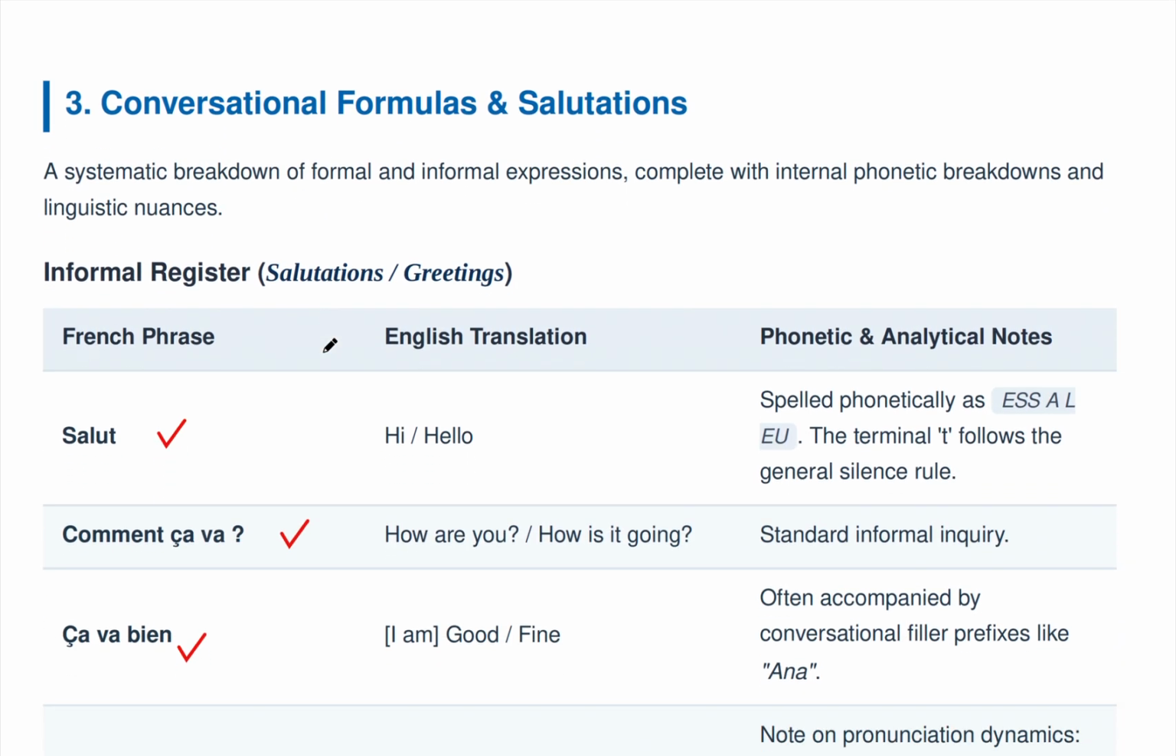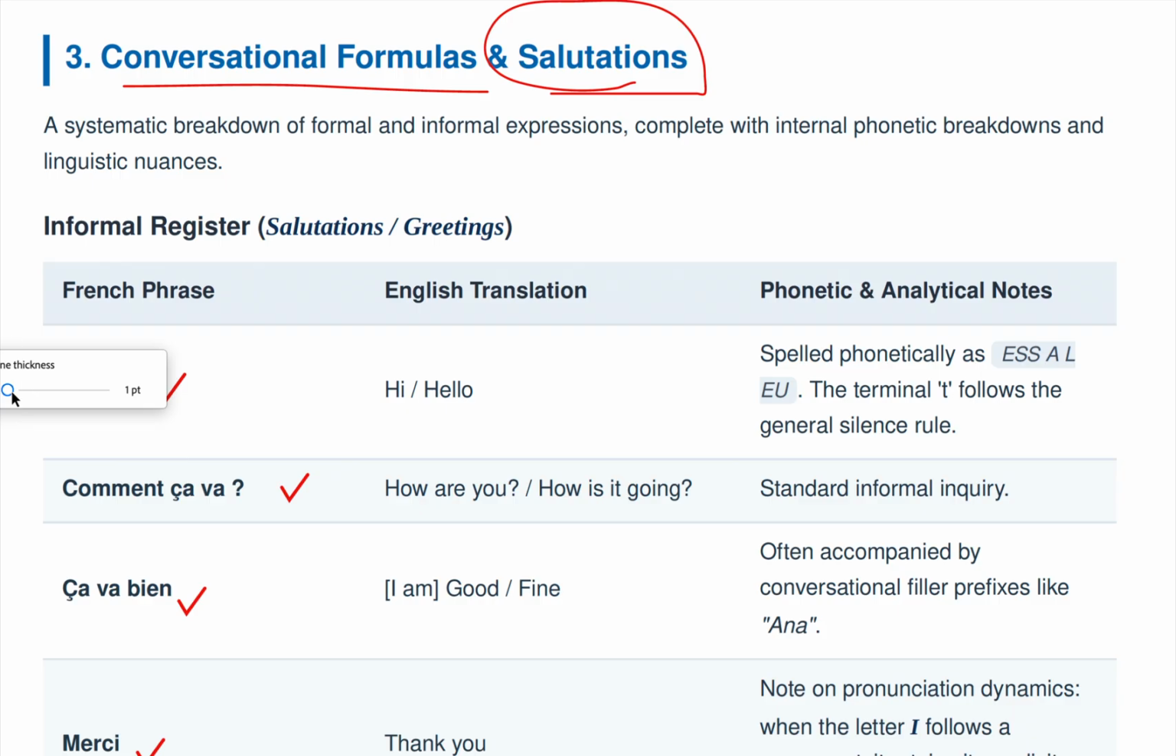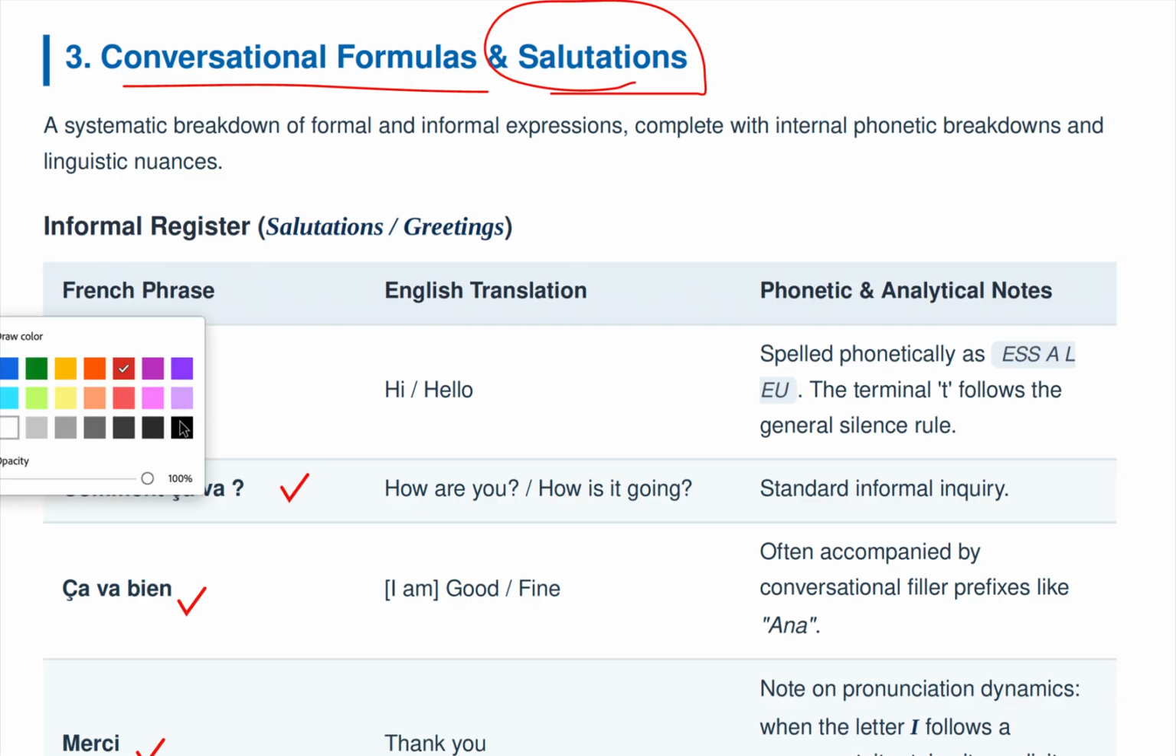Okay, so next we have some conversational formulas and salutations. Salutation means greetings. D'accord? Meaning when we are meeting someone, there are some words that we use, like how are you, hello.